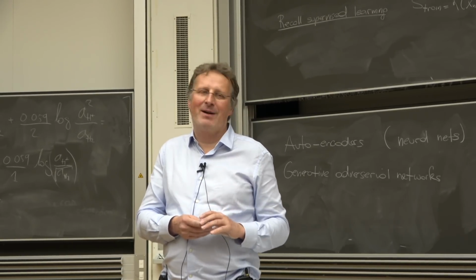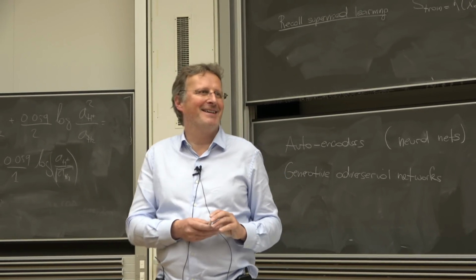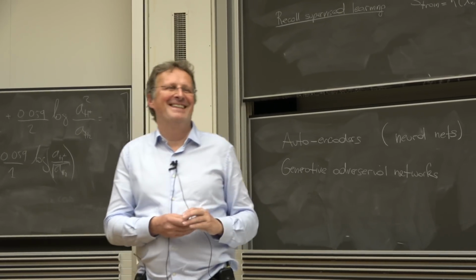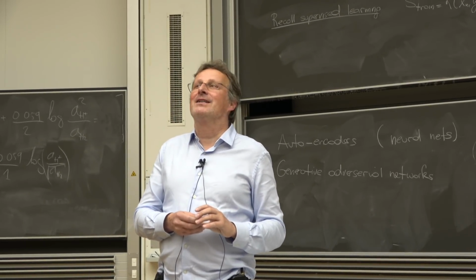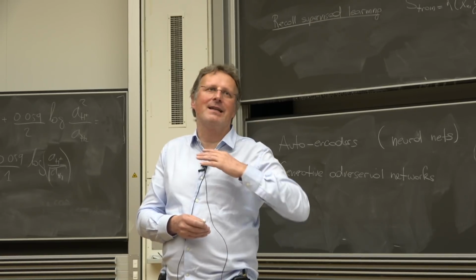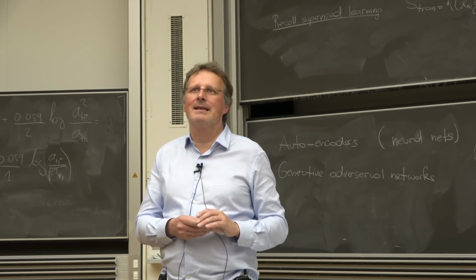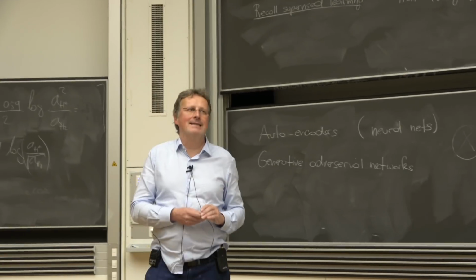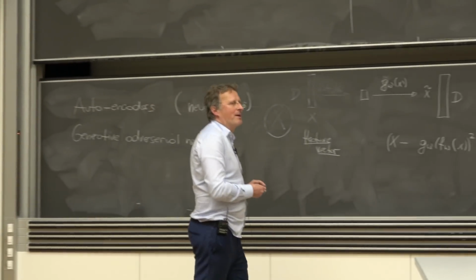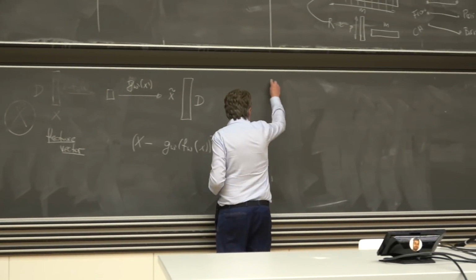Okay, then let me try to amaze you with the last example. Well, that's really the last thing. This is what's called generative adversarial networks. That's something that has become super popular recently, and it's a very nice idea too. It's not something that we will talk about later on, but the idea is very cute.